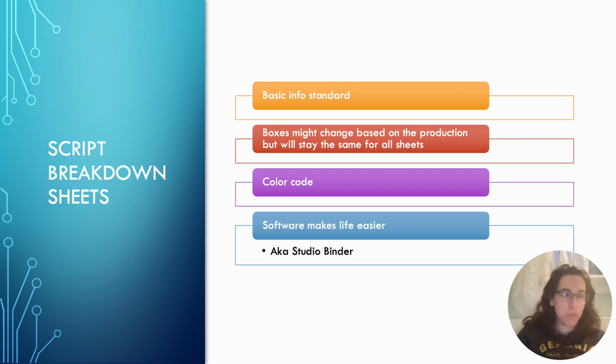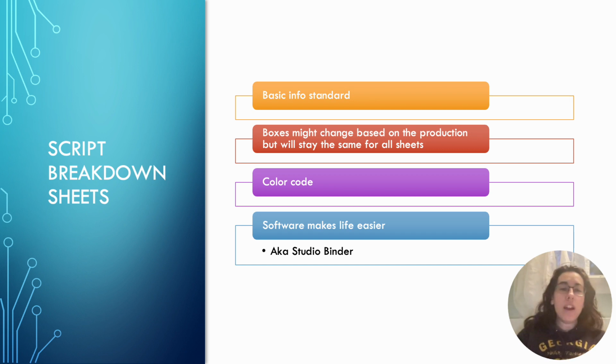Don't change it for some scenes. That's where you have extra notes if there's something that only appeared in one scene. You don't want to change your whole breakdown sheet for that. And keep your color code consistent throughout. And remember, you start with your script, you circle things in the colors or you tag them in Final Draft, and then you put them into the breakdowns. And software makes life easier, like Studio Binder.